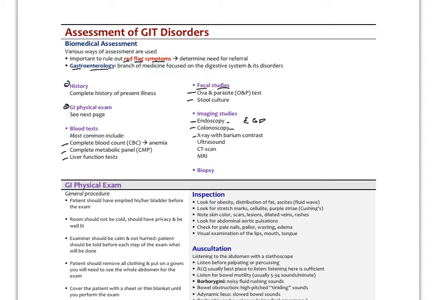X-ray with barium contrast is still used. Barium will capture any ulcers, any strictures, things like that. It's a fairly inexpensive test to do, but patients do have to swallow the barium.